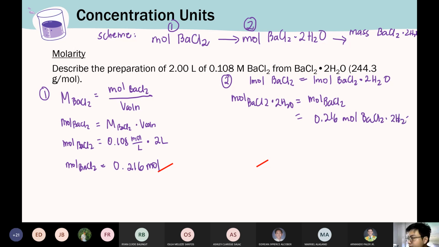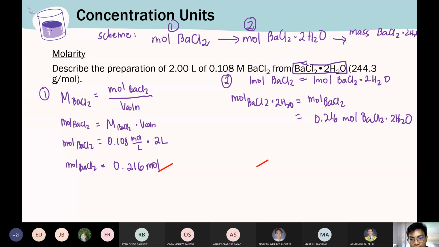Ito pala yung nakatamad din sa Anakem. Kailangan mo isulat lahat ng chemicals talaga. Okay? Ito, we have a clarification. 1 mole lang po ang whole BaCl2 2H2O. Yes. Isang compound lang siya.